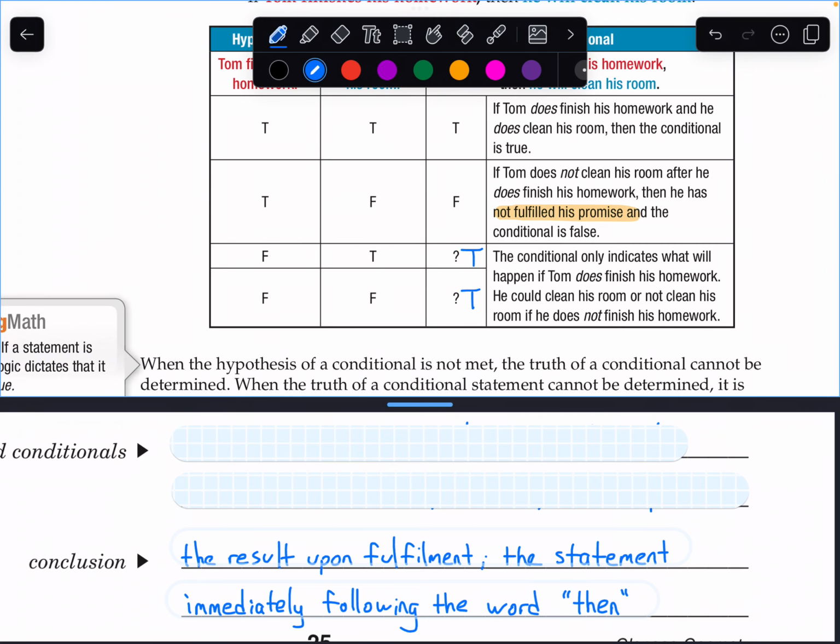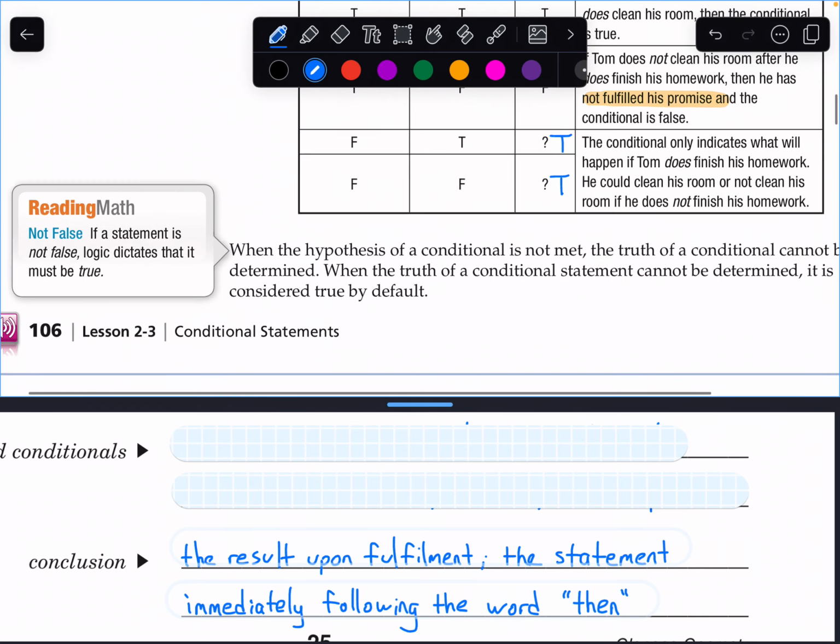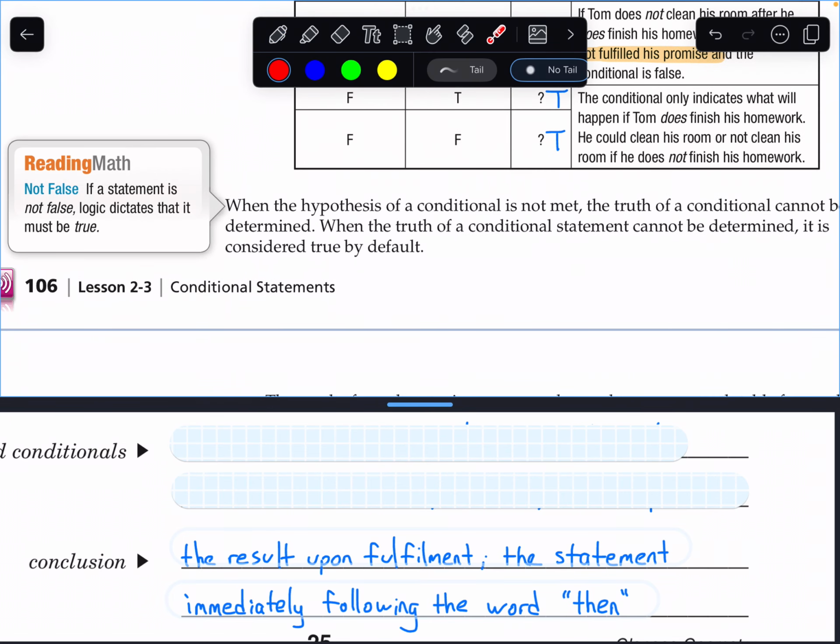We're going to assume the best circumstances. If you didn't break your promise, then we will assume the conditional is still true. Because if it's not proven false, logic dictates it must be true.